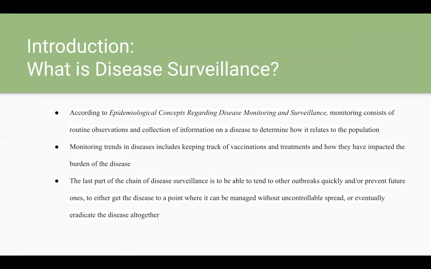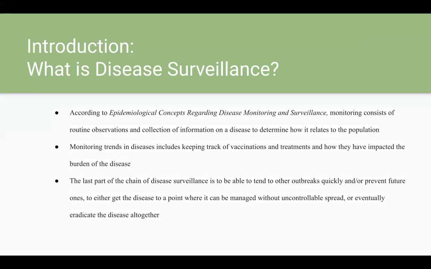Some examples of monitoring trends in disease include keeping track of vaccinations and treatments and how they impact the burden of disease. How efficient is a vaccination, such as the coronavirus vaccine? How efficient is that? Is it keeping people in the community from getting infected?